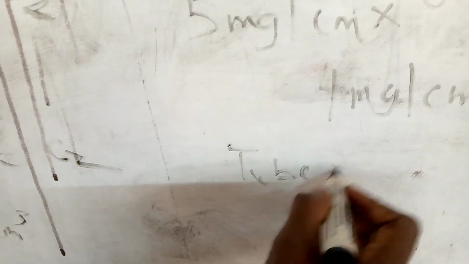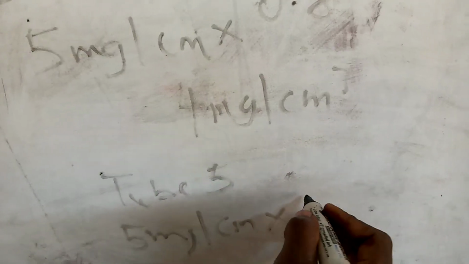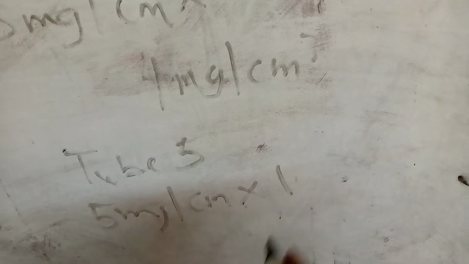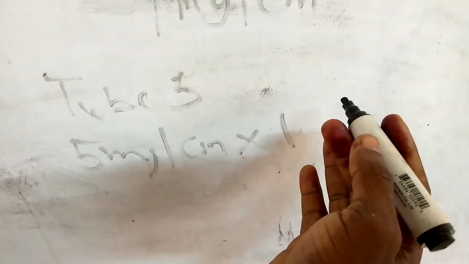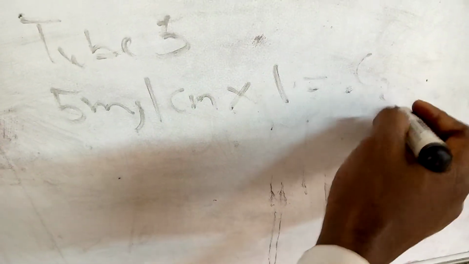Then in tube 5, it's going to be 5 milligram per mil multiplied by 1. So what's going to be our concentration in that place? That's going to be 5 milligram per mil. You remember that is what we started with. When you just take 1 mil of the original sample, you are still dealing with the original sample. So when we have done that, we know that we have all the concentrations in each tube.